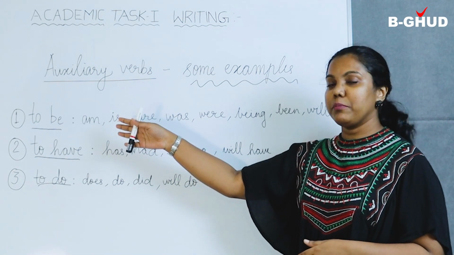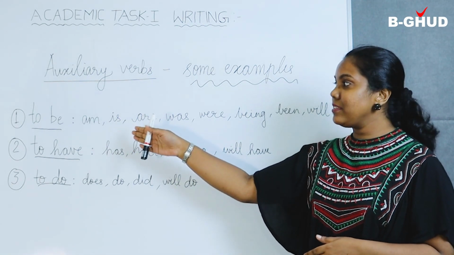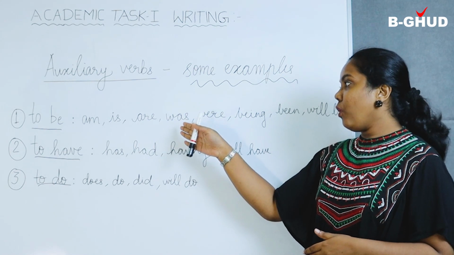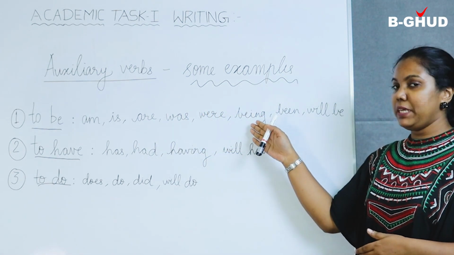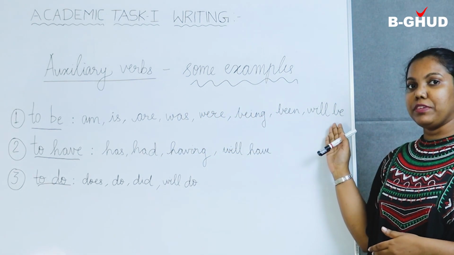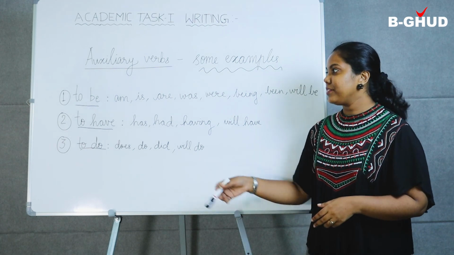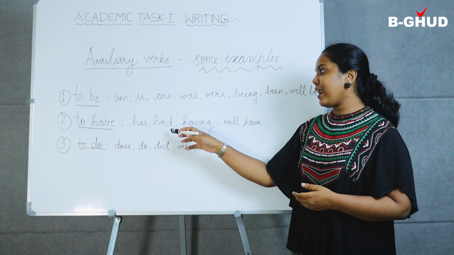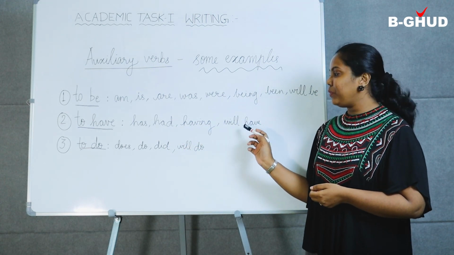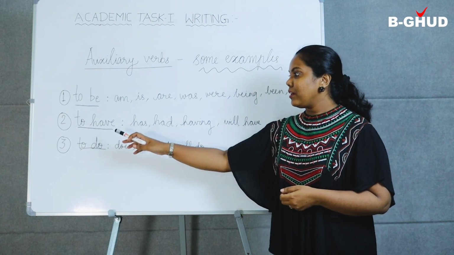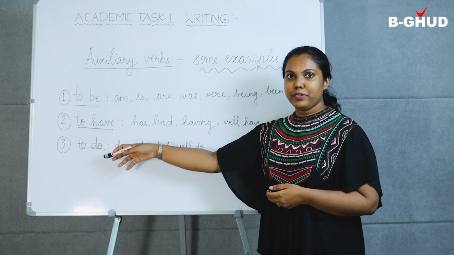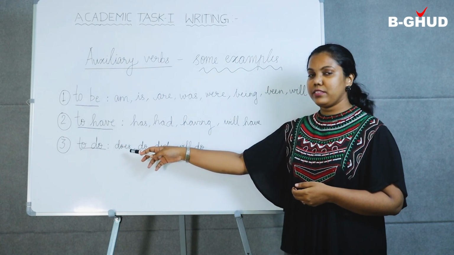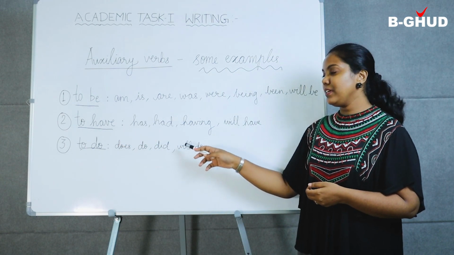To be can come in the form of am, is, are, was, were, being, been, and will be. The second auxiliary verb, to have, can also be written in the forms of has, had, having, and will have. The third auxiliary verb, to do, can be written in the forms of does, do, did, and will do.